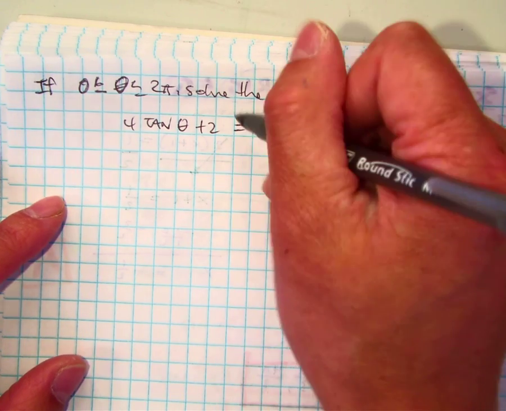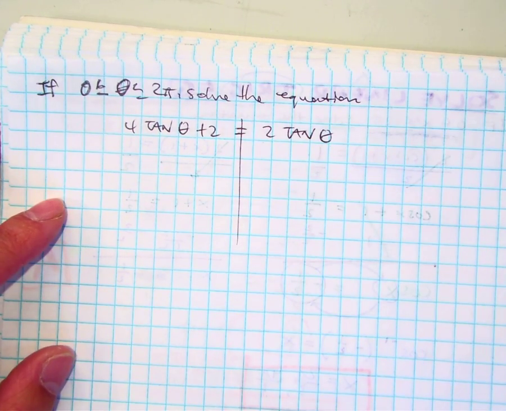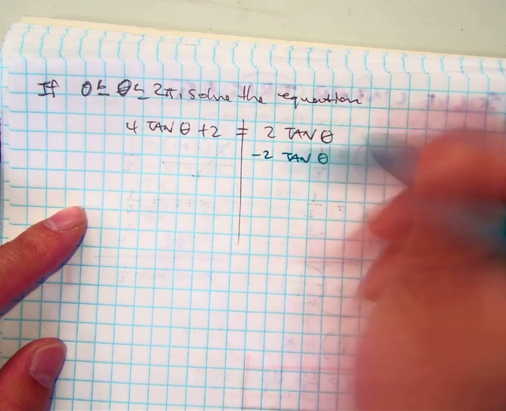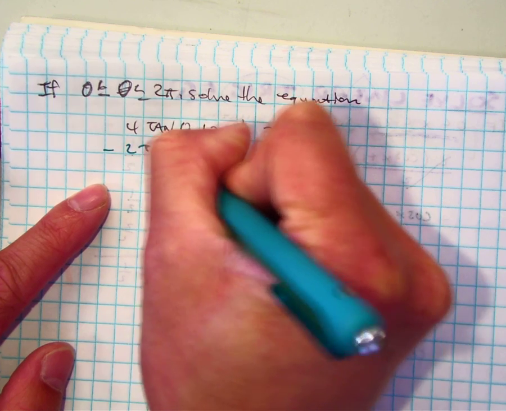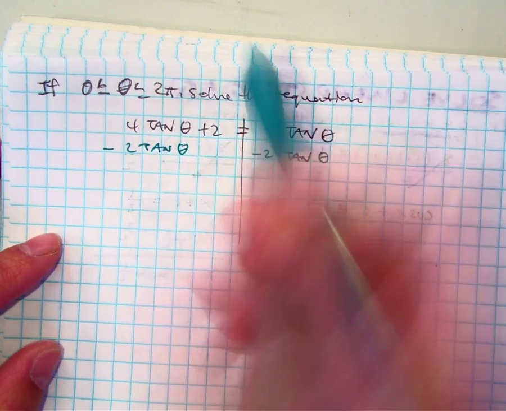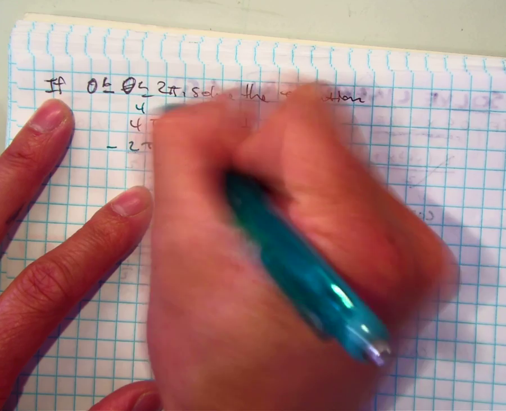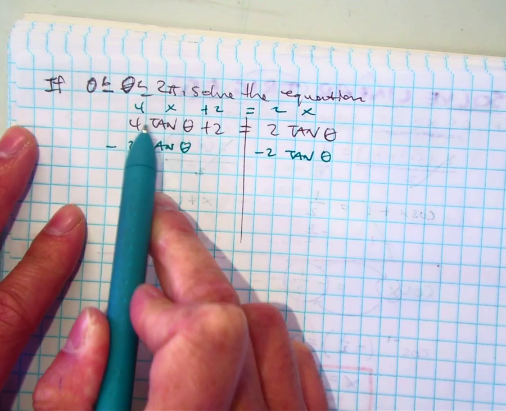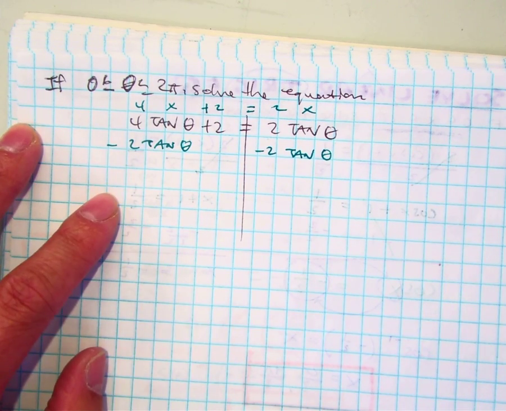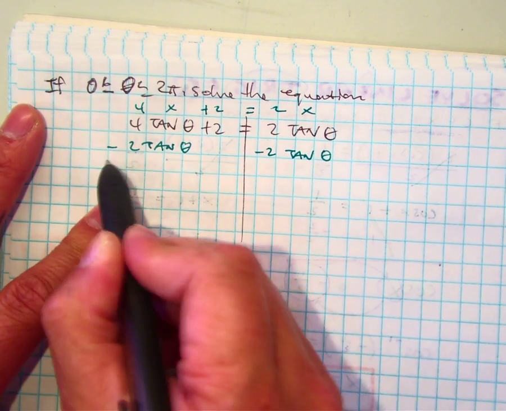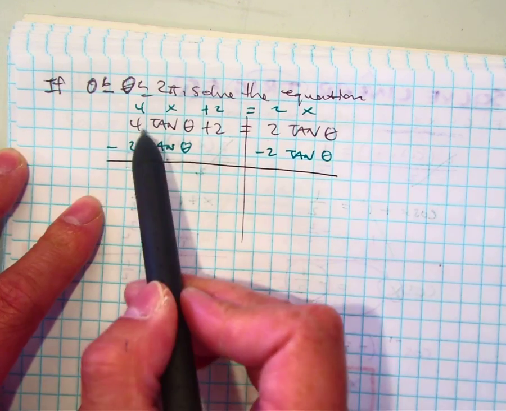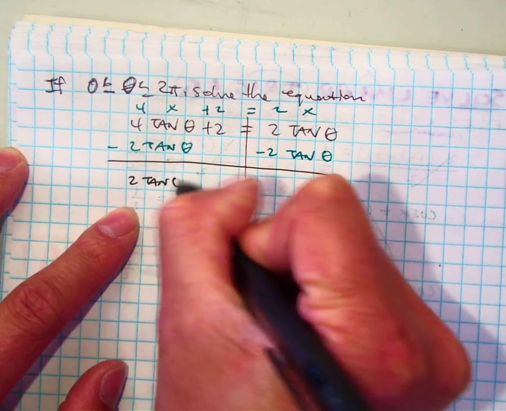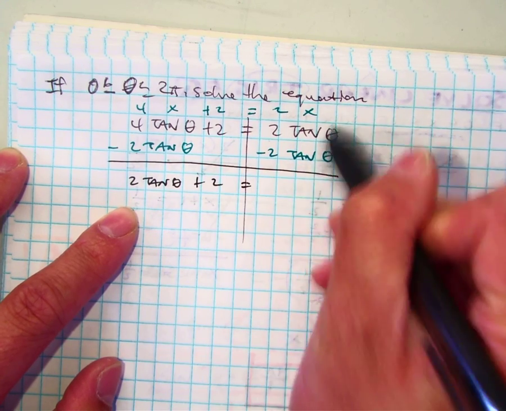Well, I recognize that if I subtract 2 tangent theta from both sides, I recognize that these are like terms. Remember, you can also think of it as like 4x plus 2 equals 2 times x, right? You see how I'm getting the like terms together? Then, because I have like terms, I have 4 minus 2. That equals what, class? 2 tan theta. 2 tangent theta plus 2 equals 0.